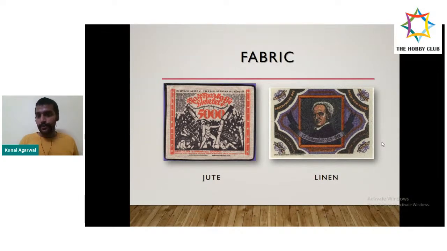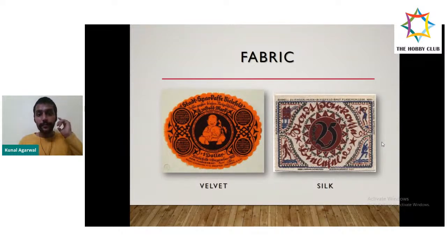And linen, which is a different type of fabric. The photo here is of a famous poet. On the back it shows mountains and the place where the poet used to live, and a couple of couplets of his poem are also mentioned there. Then again, velvet was used as well. A very soft, premium quality material was used on this odd-shaped, oval-shaped note.